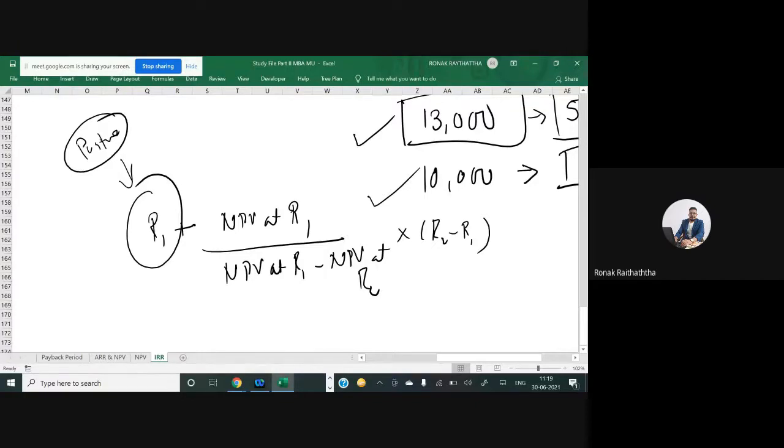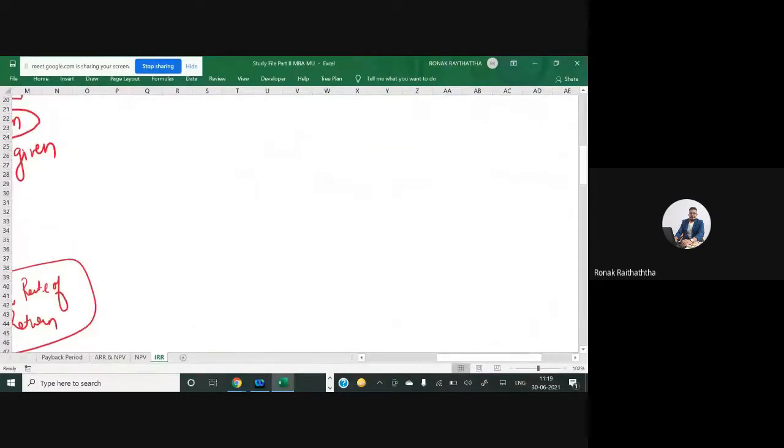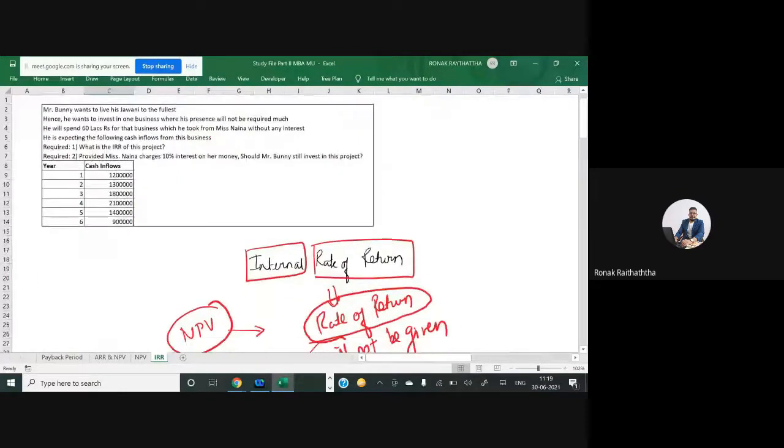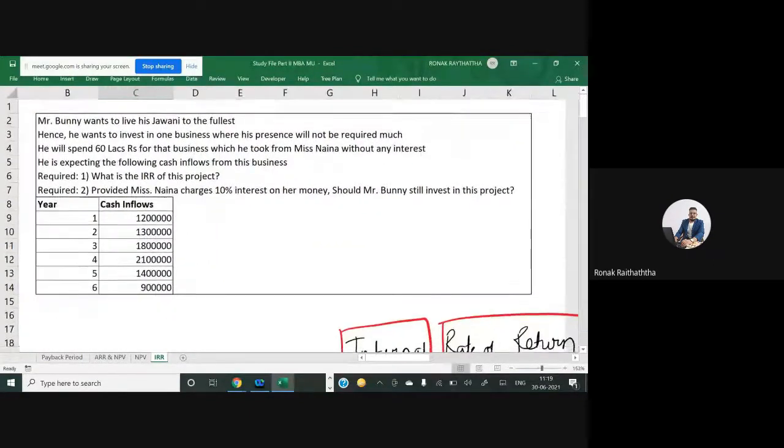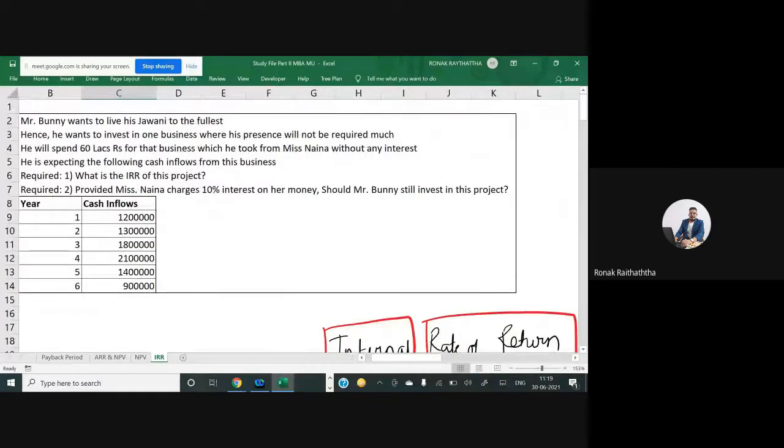Okay, now let's go to a question, we'll be able to understand in a better way. Don't worry. Please take a snap of this. We'll start with this question. Mr. Bunny wants to live his Jawani to the fullest.